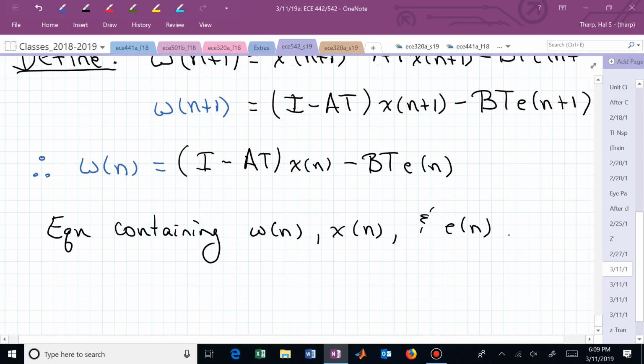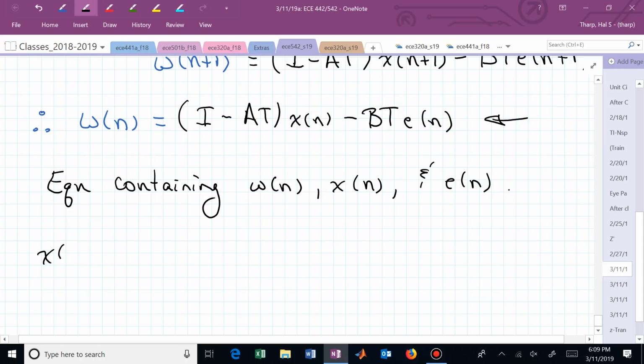So let's solve this expression for x of n. X of n is now, if we multiply on the left by the inverse of that matrix that's pre-multiplying x of n, we have an expression for x of n.